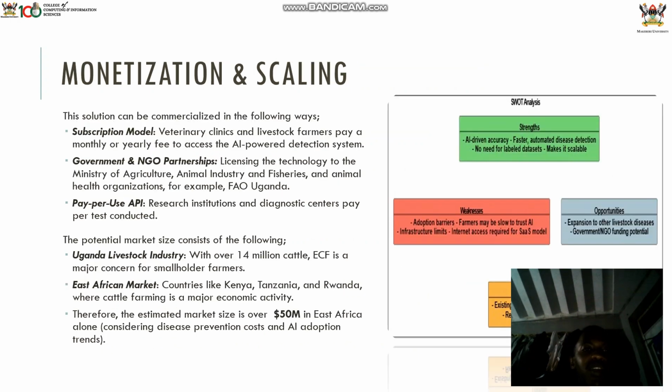For monetization and scaling, our solution can be commercialized through a subscription model, where you can pay monthly or yearly, then government and NGO partnerships, and pay-per-use API. For the potential market size, Uganda has over 14 million cattle, and if you include East African countries like Kenya, Tanzania, and Rwanda, where cattle farming is a major economic activity, our market size is estimated to be over 50 million US dollars in East Africa alone.